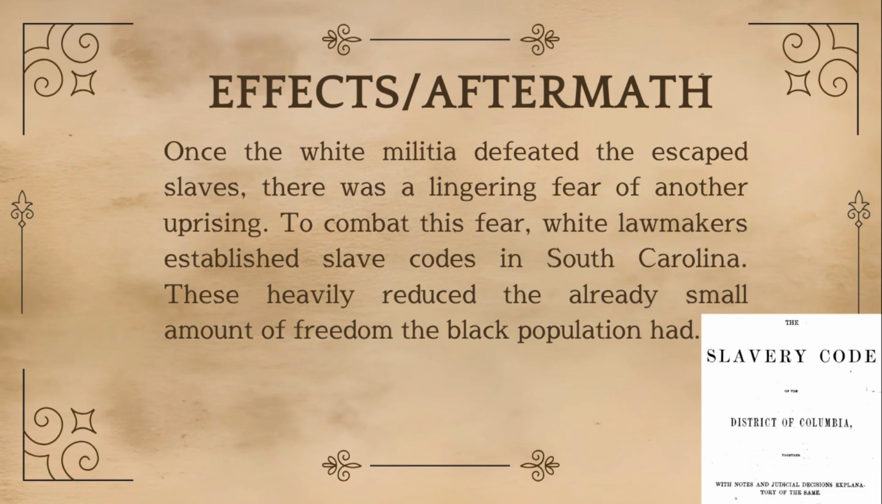So, to combat this fear, white lawmakers who were in charge established slave codes, first in South Carolina. These heavily reduced the already small amount of freedom that black populations had and led to a lot more strife in different slave communities.